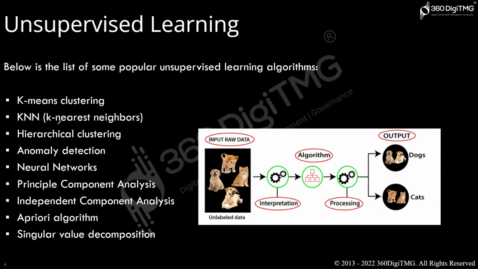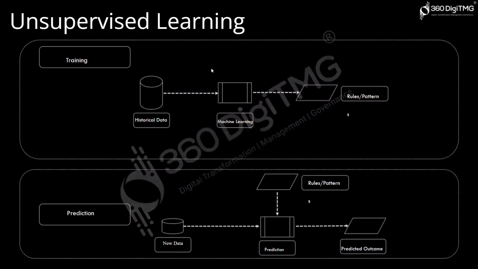Okay, so we'll move on, guys. Let's see what are the important topics we have to cover today. We have seen how unsupervised learning works. We give training data, the historical data, and send it to the machine learning, which is going to learn some patterns and equations and come up with rules or patterns.